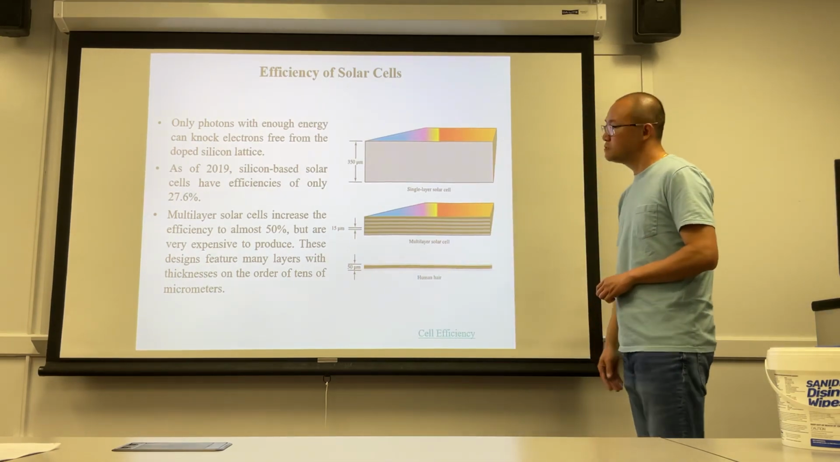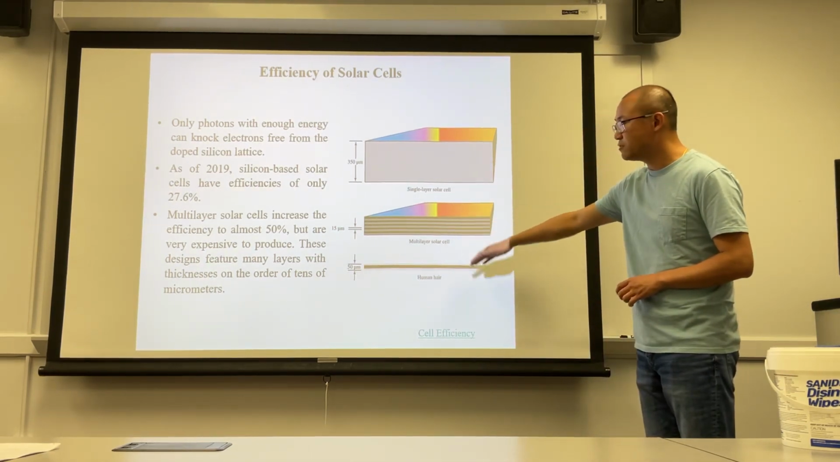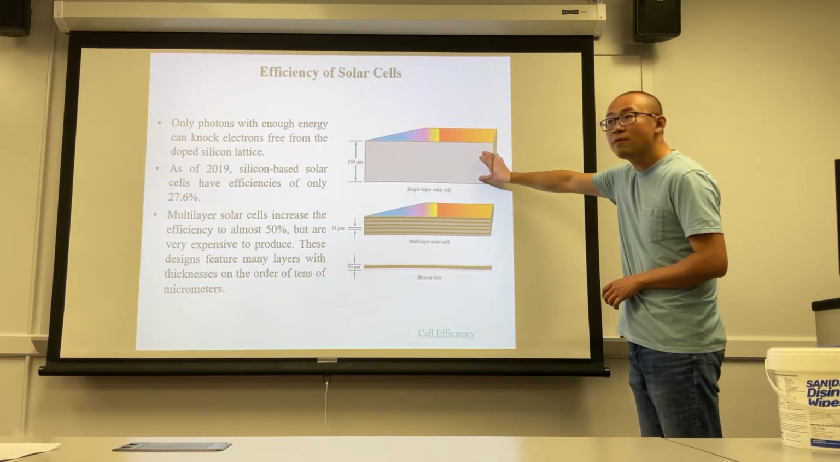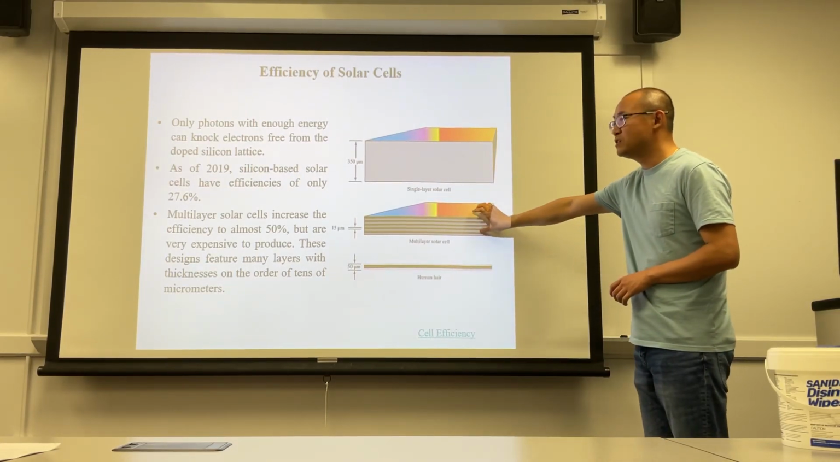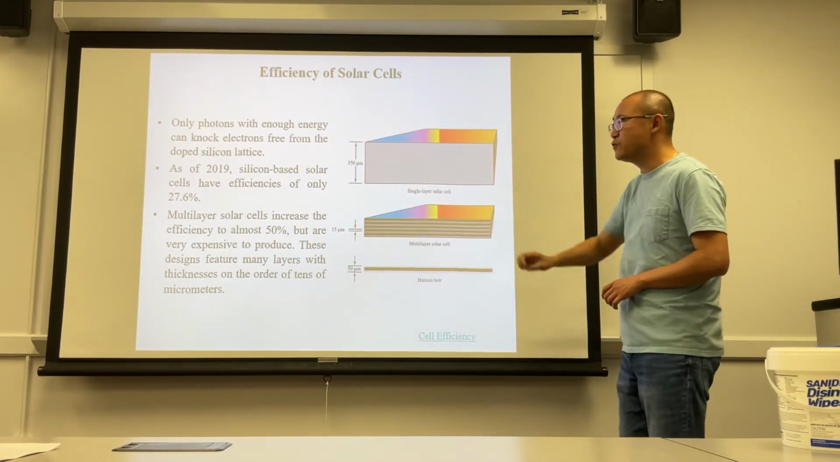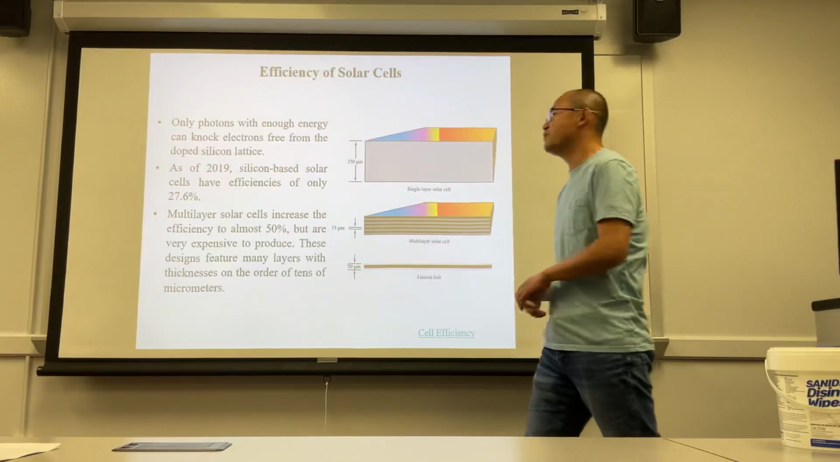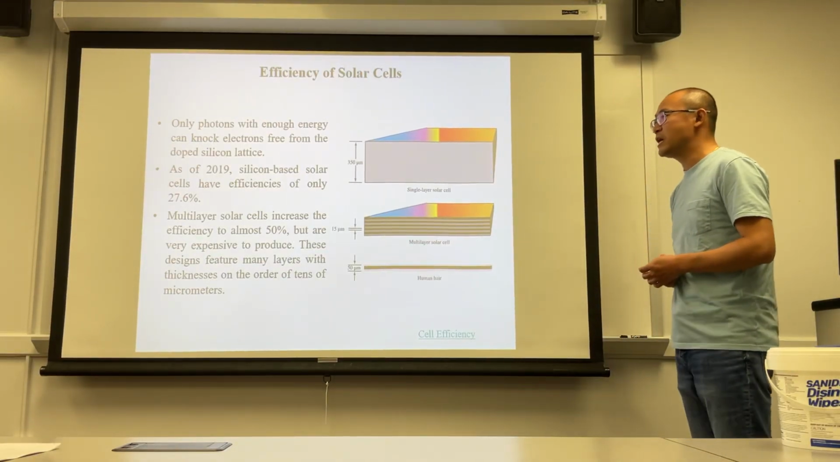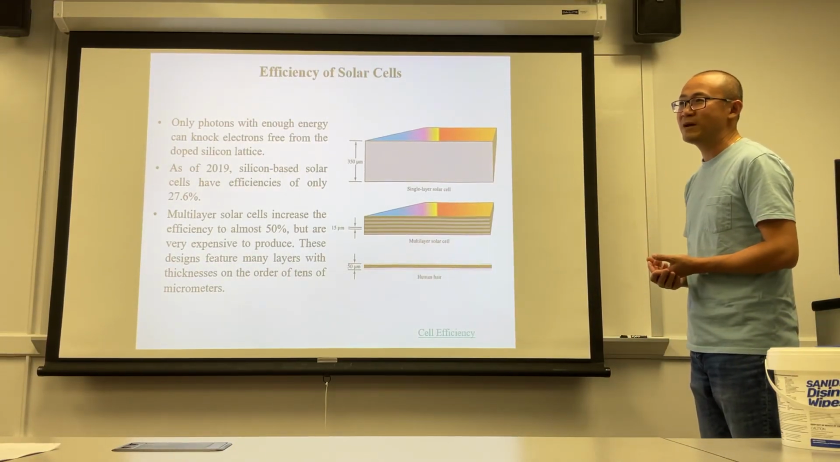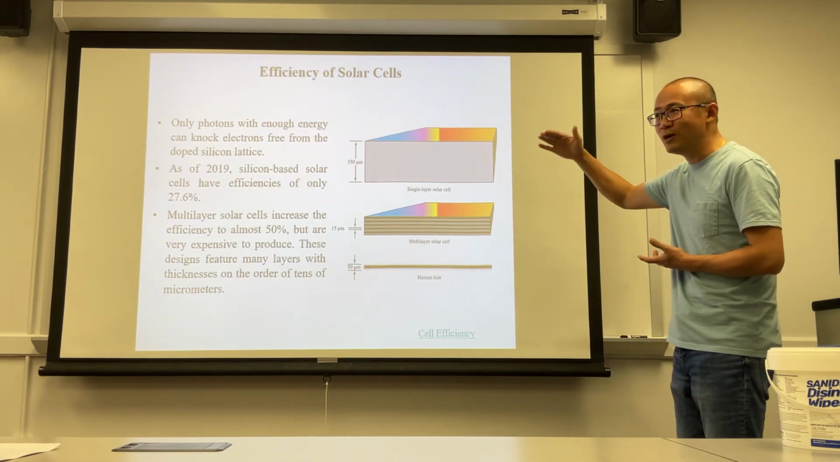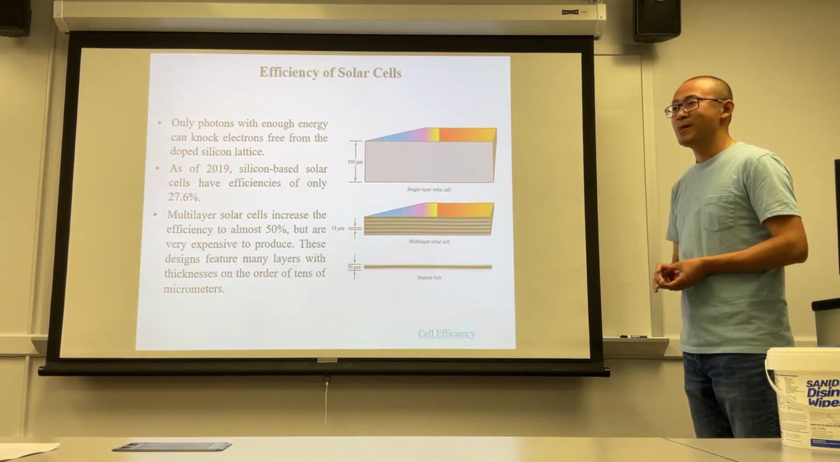add multiple layers. Okay, you can see that these are multiple layers of solar cell. That's a single layer solar cell. Okay, these are the ones currently used nowadays. If you want to increase the efficiency, multi-layer solar cells increase the efficiency to almost 50%. Okay, but in order to make multiple layers, you have to add the what? Add the cost.